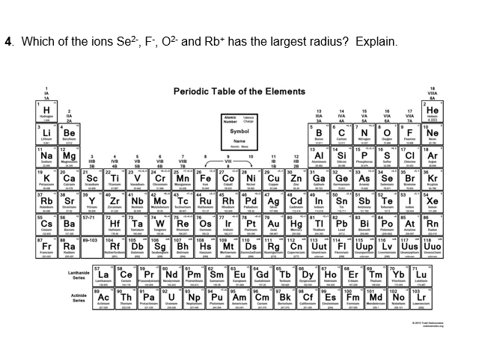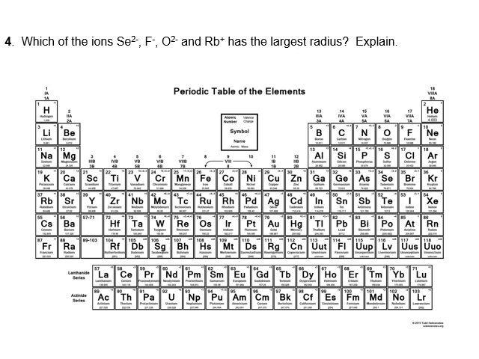So which of those 2 do you think would be bigger? You can make the argument that F minus also has 1 more proton, but it turns out that the main factor that determines this is the fact that O has 2 extra electrons. So the O2 minus would actually be larger than the F minus.